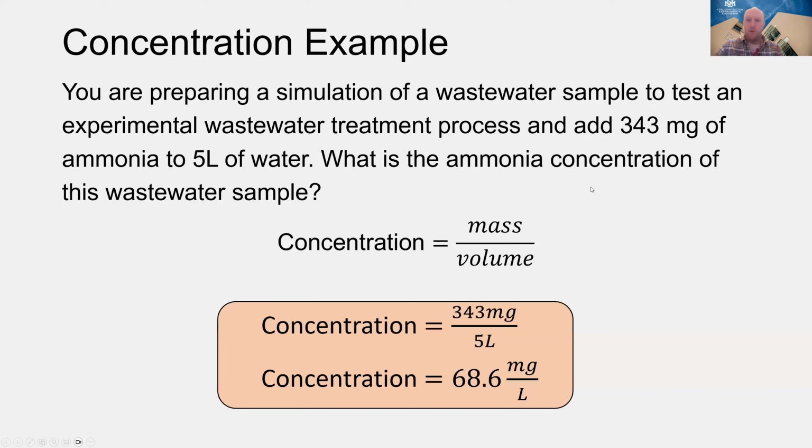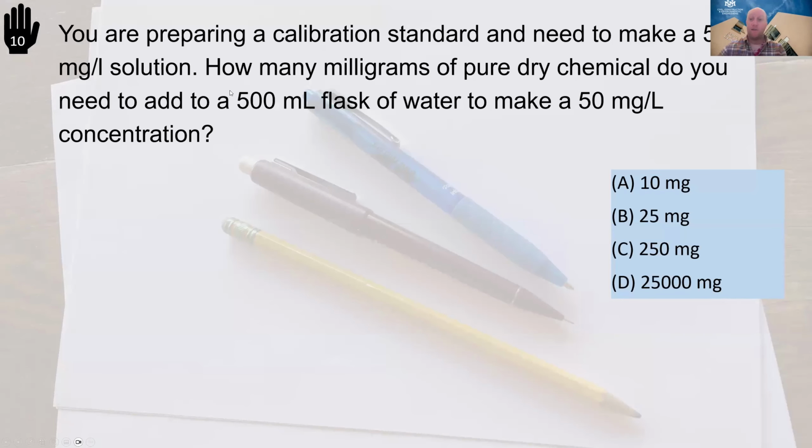Now I'm going to have you all do one, but this one's going to be a little bit different. Instead of giving you the mass and the volume, those two units, this is probably going to be more applicable to what you're doing, maybe if you're in a lab. You're preparing a calibration standard, and you need to make a 50 milligram per liter solution. How many milligrams of pure dry chemical do you need to add to a 500 milliliter flask of water in order to make a 50 milligram per liter concentration?